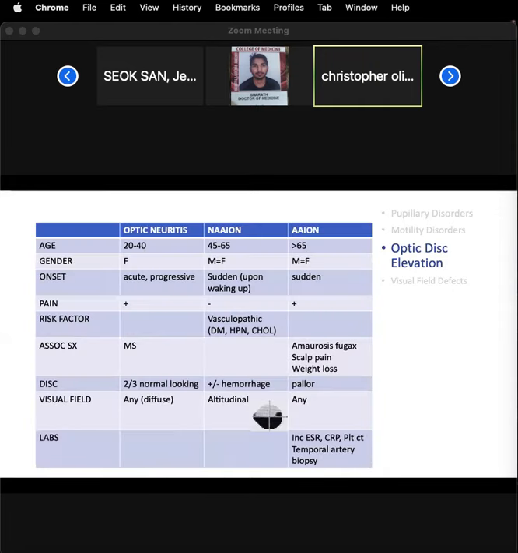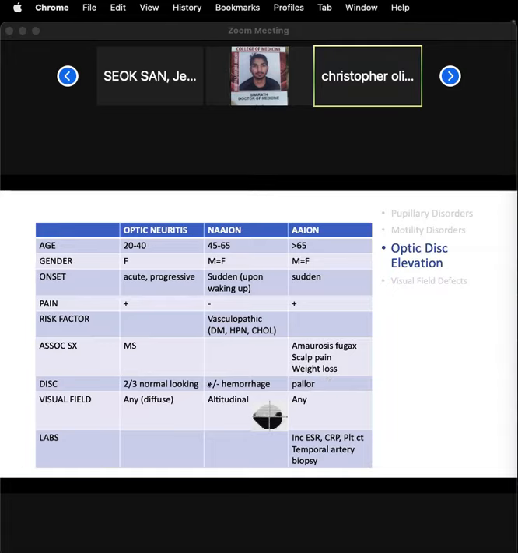So this is a table to simplify the three most common causes of optic disc elevation. Optic neuritis, non-arteritic, and the arteritic anterior ischemic optic neuropathy. So for 20 to 40, female, most likely optic neuritis. 45 to 65, non-arteritic, those with comorbidities like diabetes, hypertension, and wakes up with sudden loss of vision, non-arteritic. For arteritic, more elderly patients, greater than 65. Then they have scalp pain, weight loss.